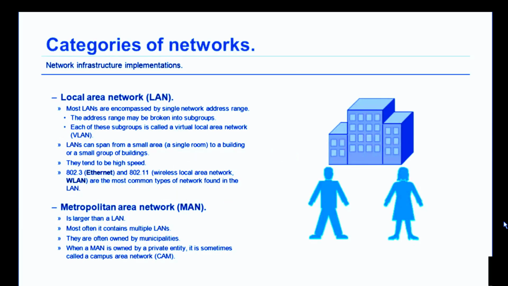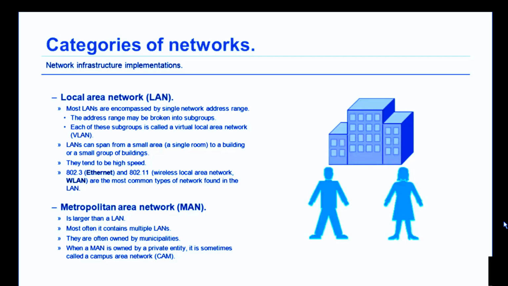First up is the local area network, or the LAN. Most LANs are encompassed by a single network address range. That address range may be broken up into subgroups through the use of virtual local area networks, VLANs. A LAN can span anywhere from a small area, like a single room, to a whole building or a small group of buildings. The LAN tends to be the highest speed network.